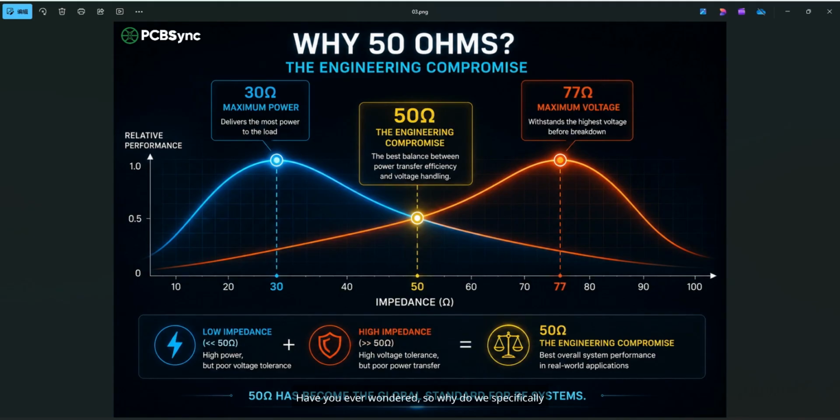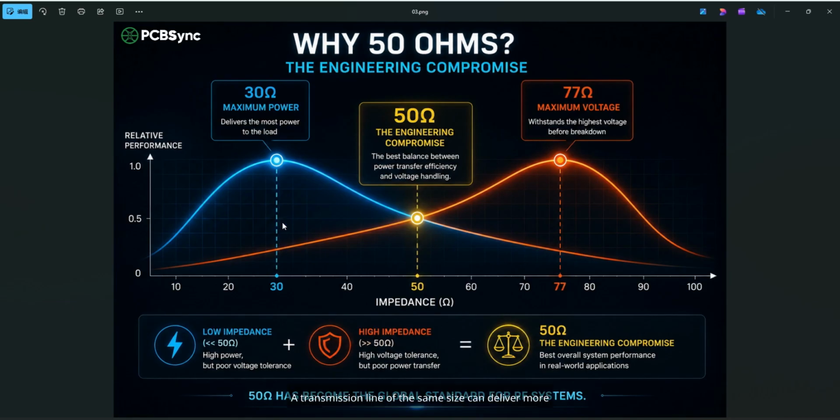Have you ever wondered, so why do we specifically settle on 50 ohms? Since impedance is so important, why did we specifically settle on the number 50 ohms? The answer actually comes from an engineering compromise. Early RF engineers discovered that if you want to transmit the maximum power, then the optimal impedance is around 30 ohms, right here at this point.